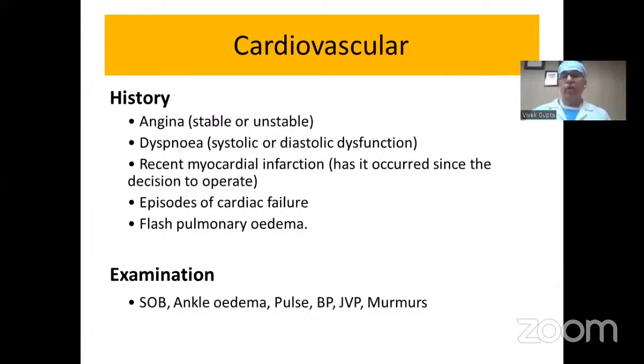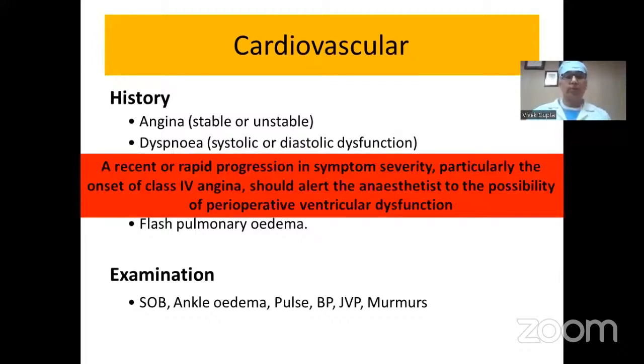In the history: is the angina stable or unstable? What is the grade of dyspnea? Is there a history of any recent myocardial infarction? Is the patient having episodes of cardiac failure, or has there been flash pulmonary edema in the recent period? While evaluating, we should look for any edema, tachycardia, hypo or hypertension, raised JVP, and presence of any marker suggestive of any mechanical issues like mitral regurgitation or a ventricular septal defect.